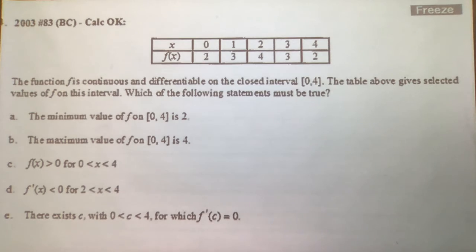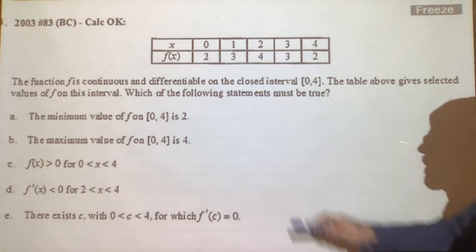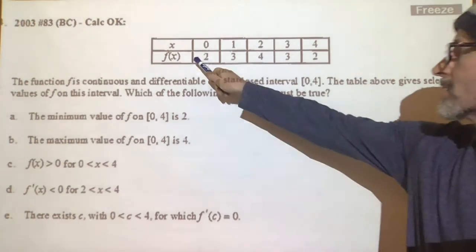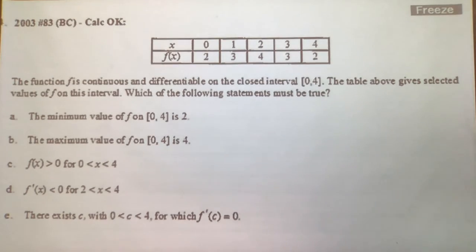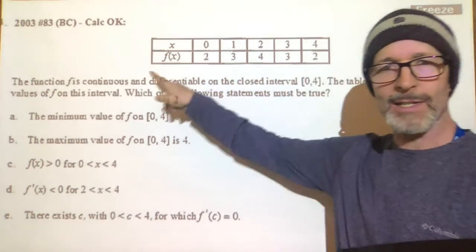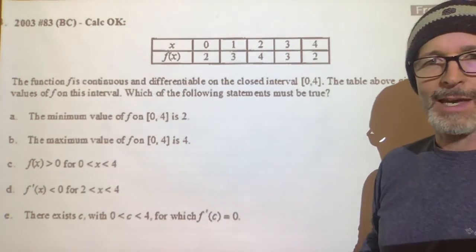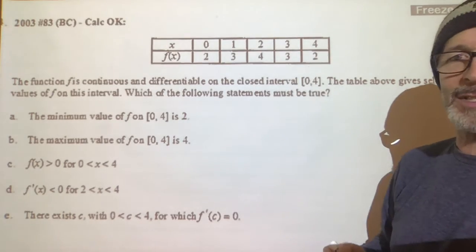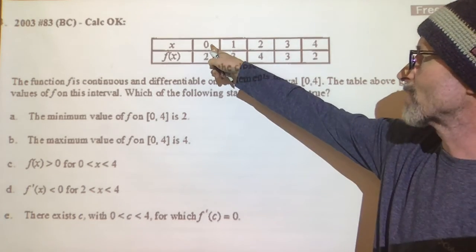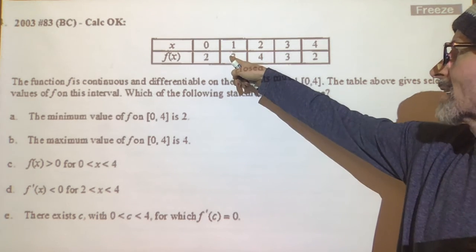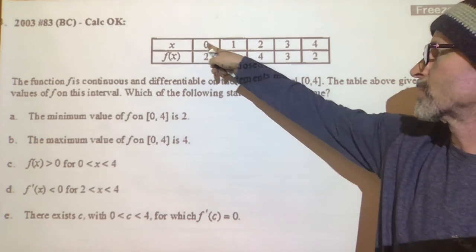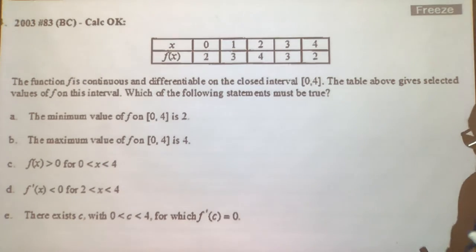So, here's why it's not part A. Part A, the minimum value on this function is 2. And obviously, if we look at the table, the smallest number is 2. However, this is only 5 points on the entire function. It's not showing us the infinite number of points that are in between. Maybe this graph is going down here, all the way down to -1 million, and then back up to a height of 3, just between 0 and 1. It's not likely, but there could be a dip that goes that low.